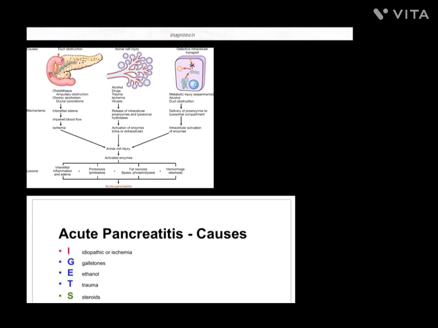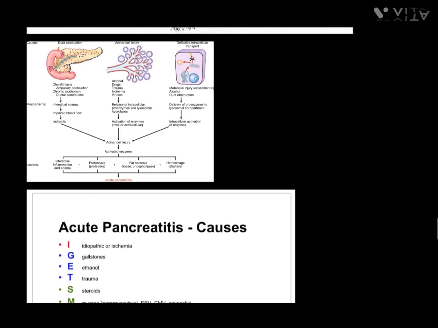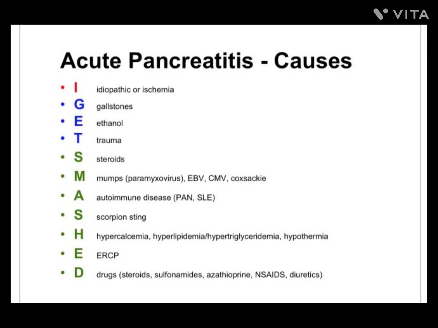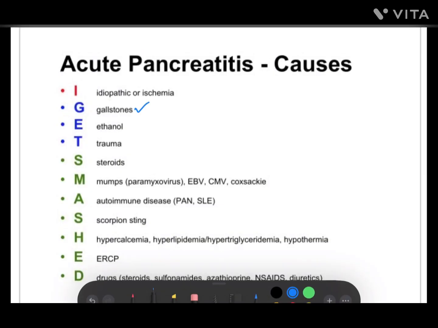Next, we can see the causes of pancreatitis. These are the main causes. We have one mnemonic to easily remember: "I GET SMASHED." I means idiopathic, meaning unknown cause, or ischemia. The next most common cause is gallstones. Then ethanol, alcohol consumption, then trauma, steroids, mumps, paroxysmal or EBV, cytomegalovirus and Coxsackie, and these are the things.